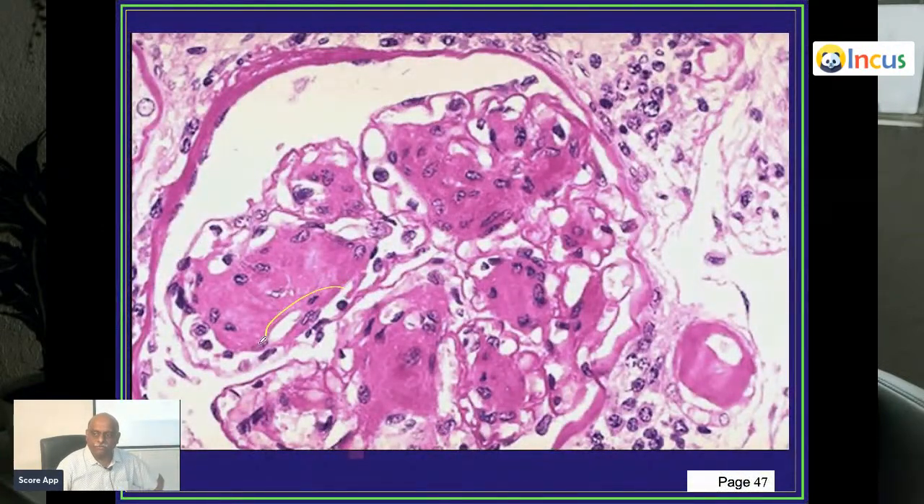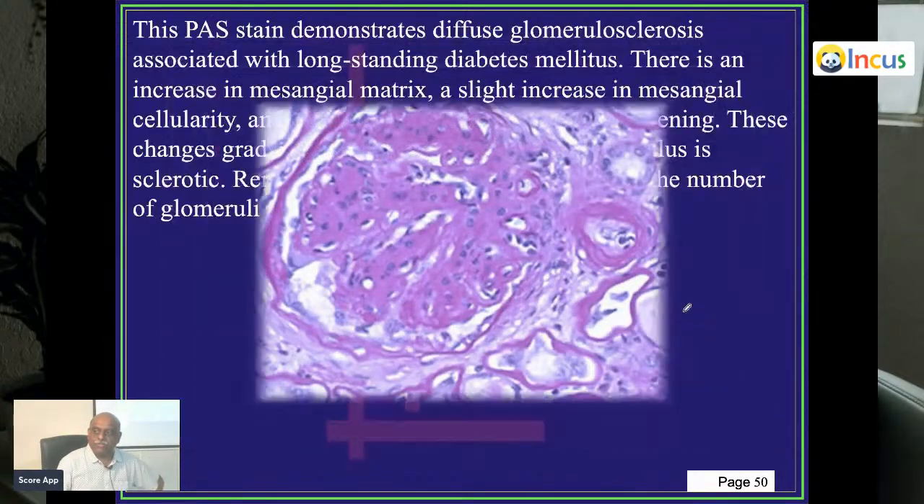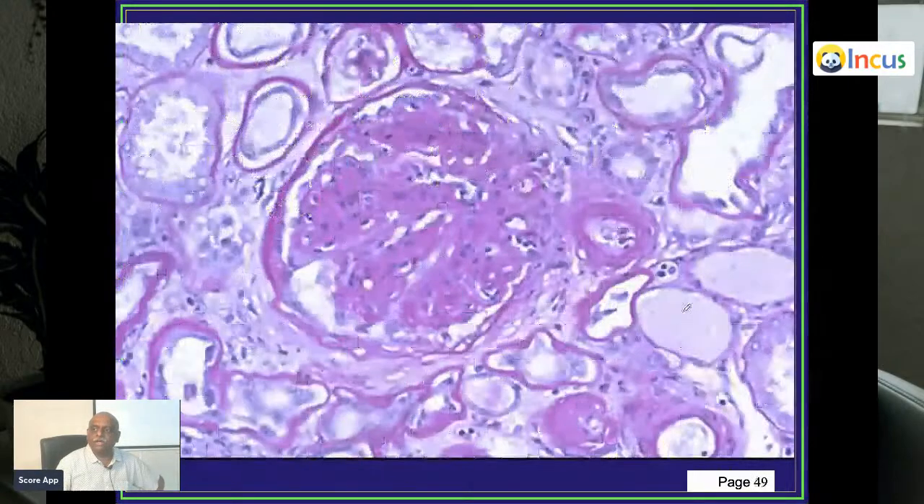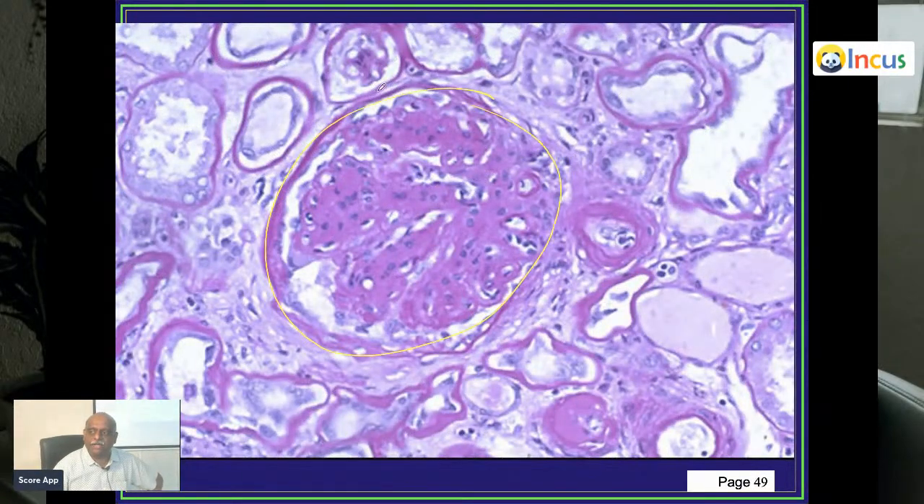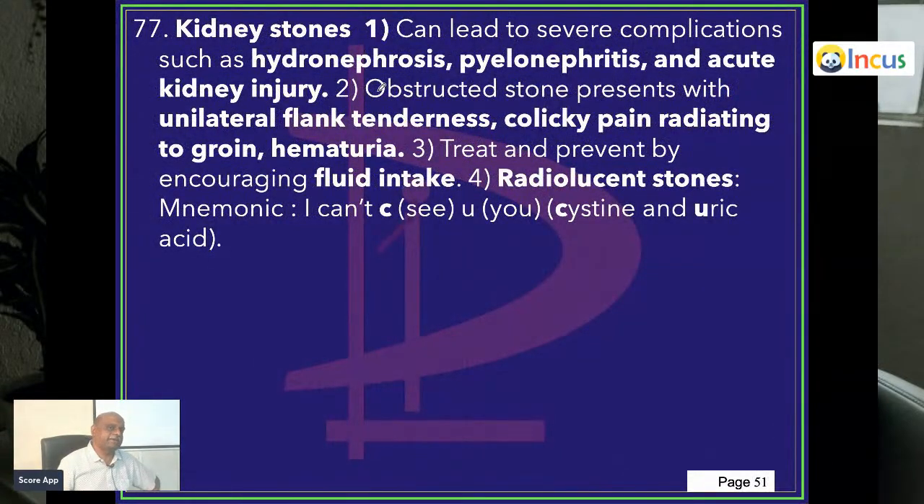This is another example of nodular lesions which typically develop in Kimmelstiel-Wilson disease. This is one more example of diffuse glomerulosclerosis. Ultimately, the kidney becomes all sclerosed into a shrunken kidney in diabetic nephropathy, which leads to end-stage renal disease. That is all the story of glomerulonephritis, doctor.